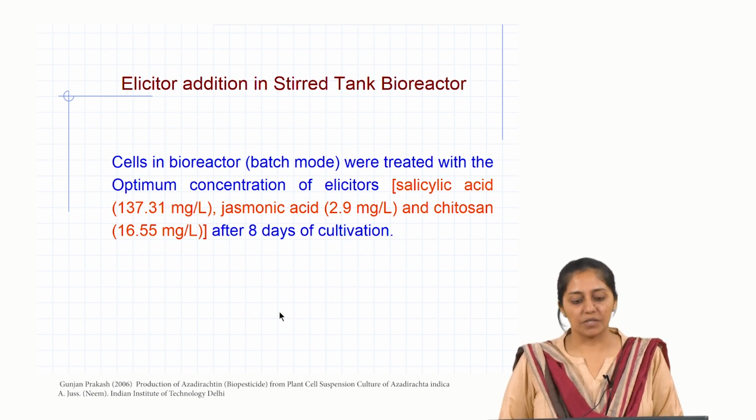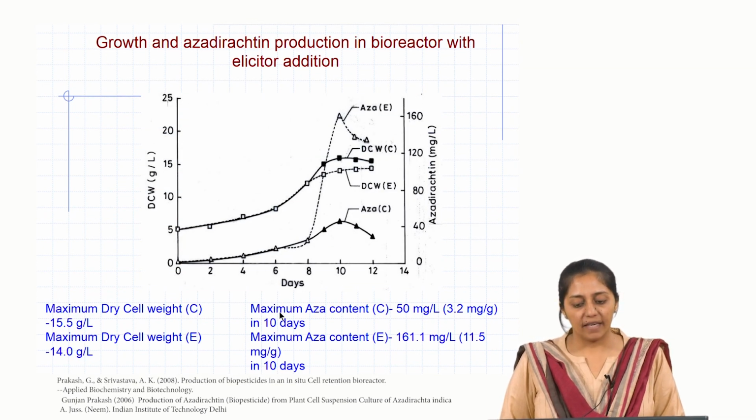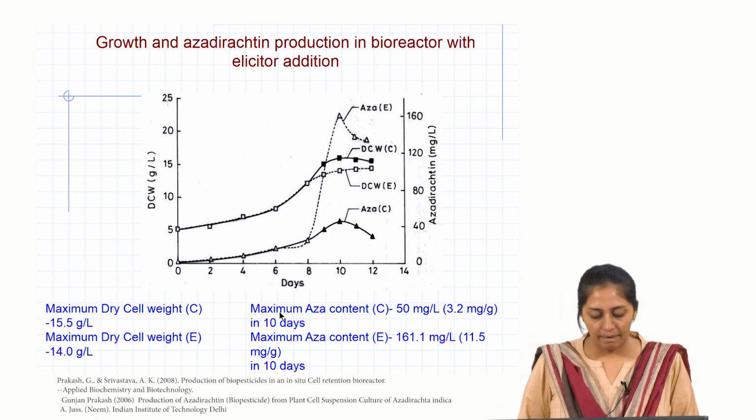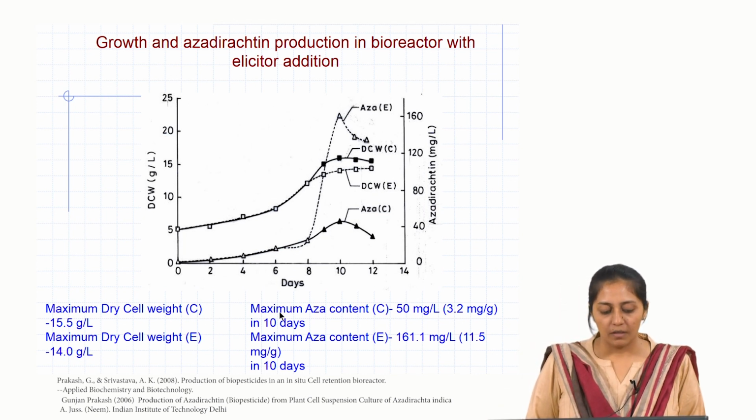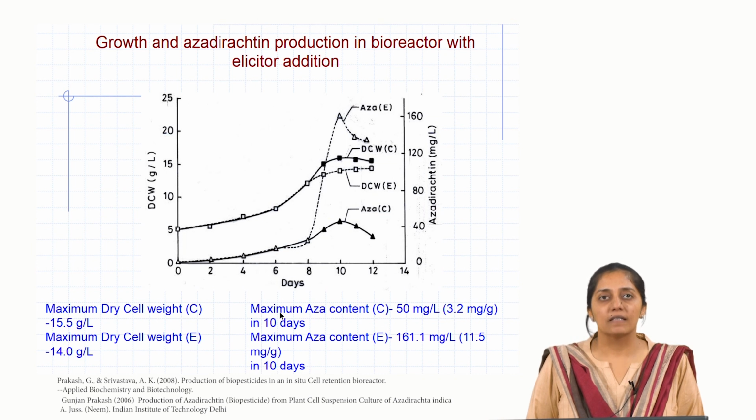Statistical optimization was done, and then these elicitors were added on the 8th day, and growth and azadirachtin production in the reactor was studied. After addition, the biomass was nearly the same, 14 grams per liter, while the azadirachtin content increased to 11.5 milligrams per gram in 10 days, which was much higher than that obtained in the batch reactor in the absence of elicitor.